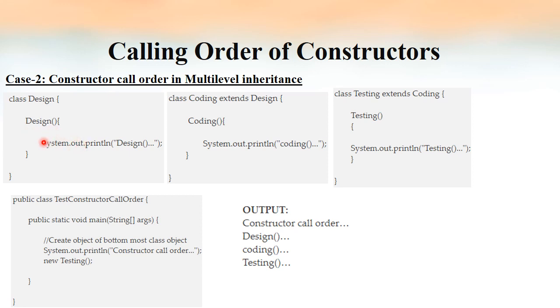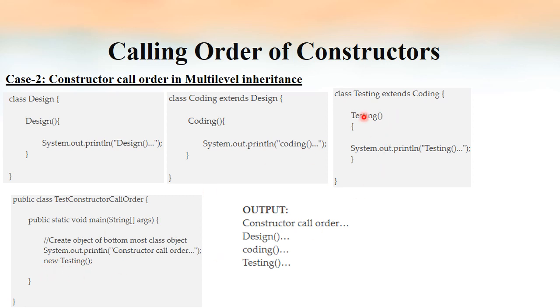Now all the lines of code inside this constructor will be executed. Then it will come back to the constructor of class coding. All the lines of code inside this constructor will be executed. Then it will go back to the constructor of class testing, which was the constructor we called initially. So all the lines of code inside this constructor will be executed. Then finally it will come back to the line from which the method was invoked. So we will be getting this output. So constructor call order, this is what we print here. Then we are calling the constructor of class testing.